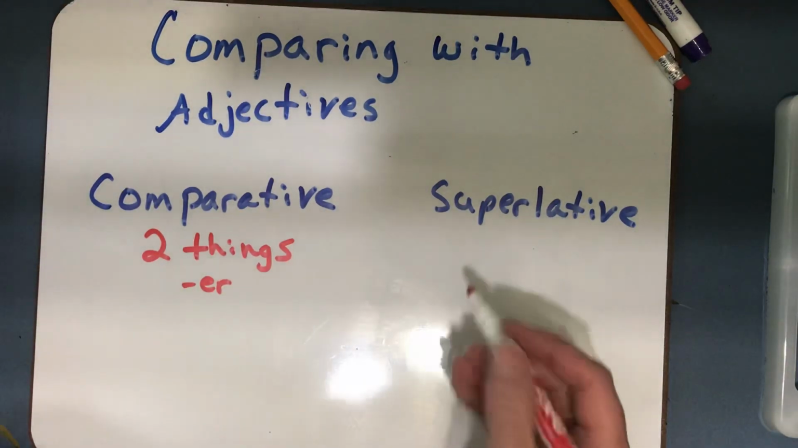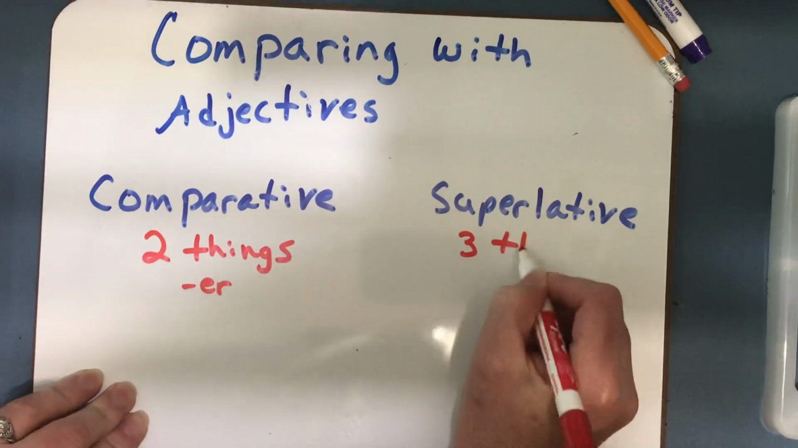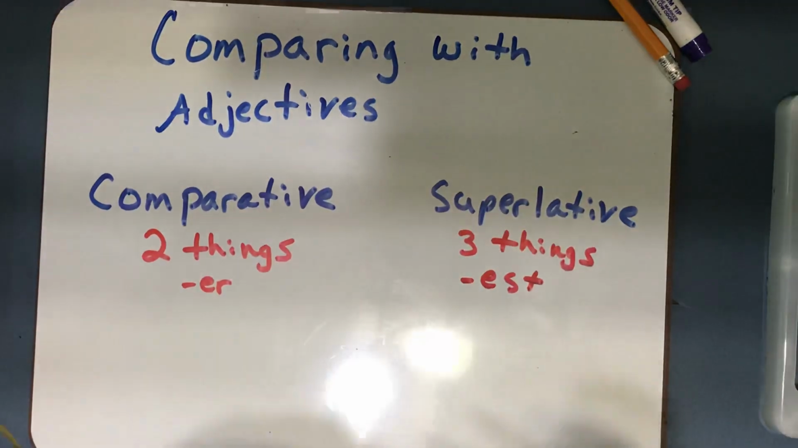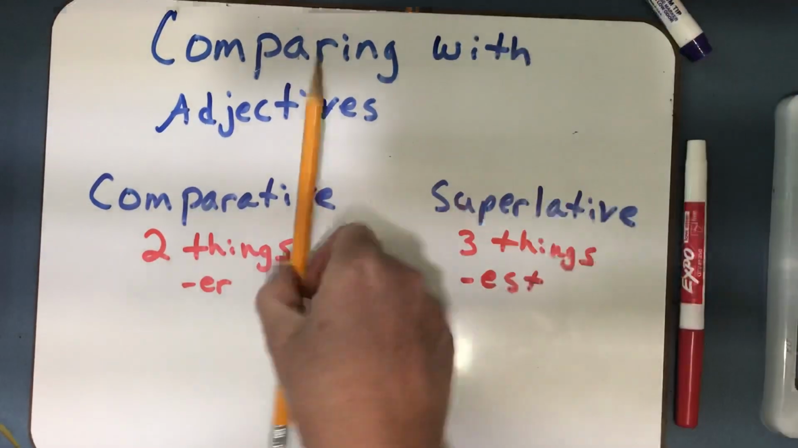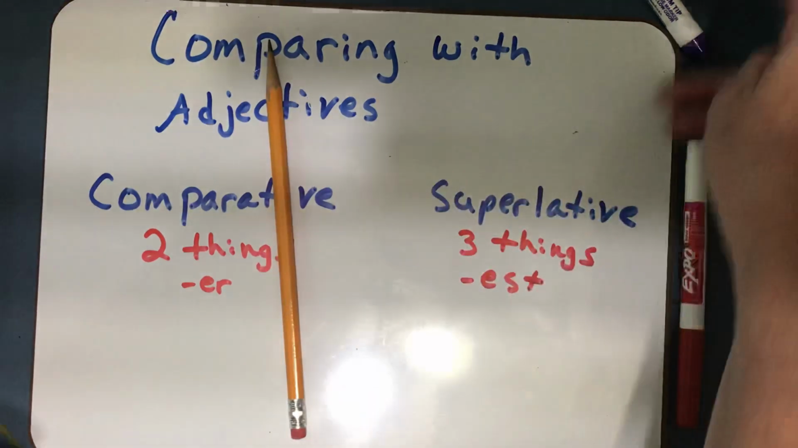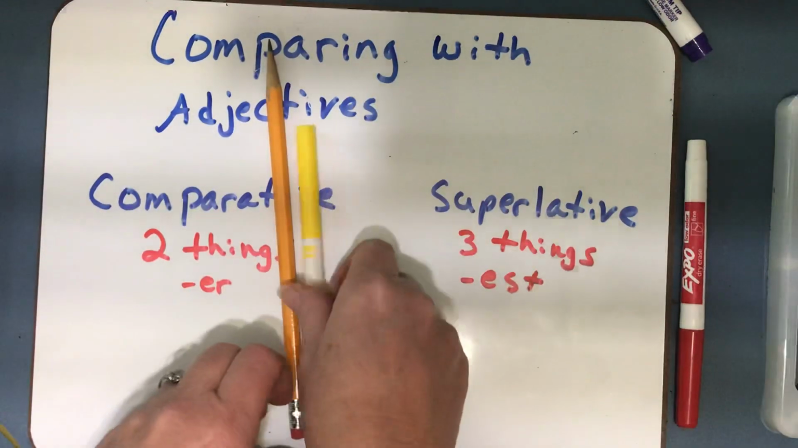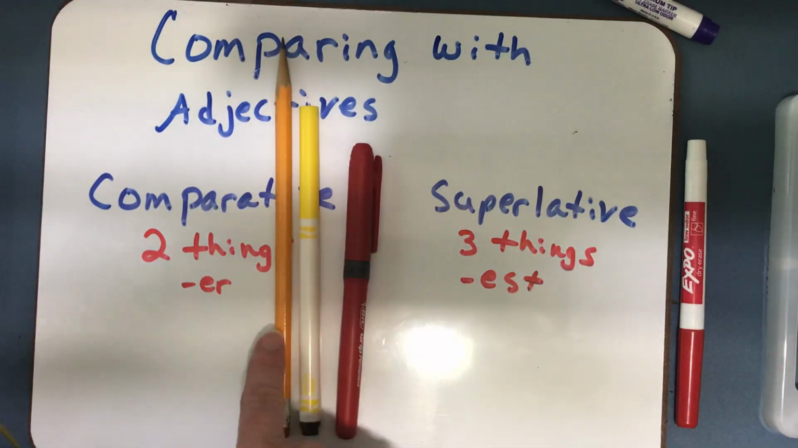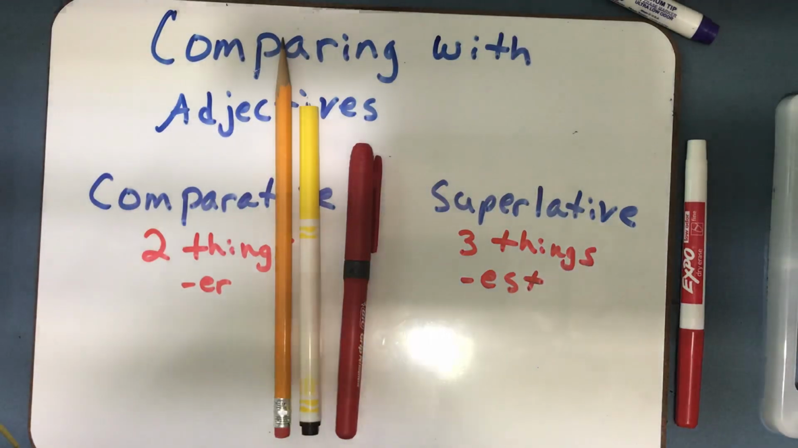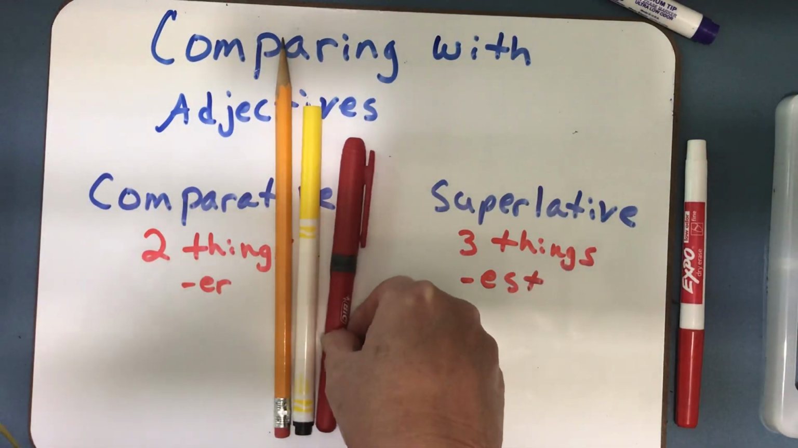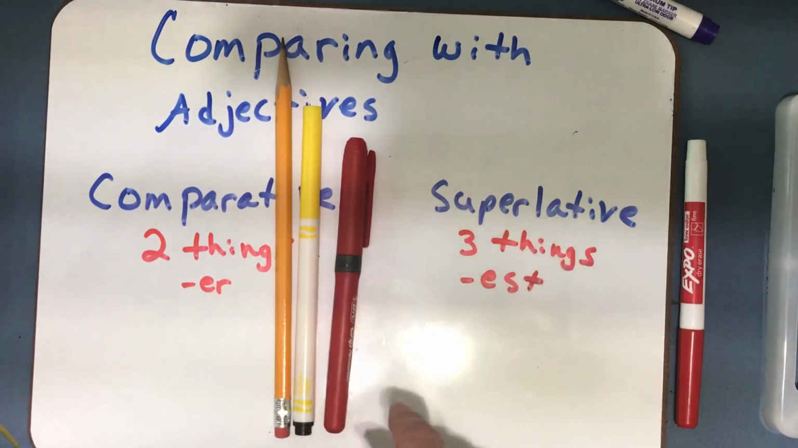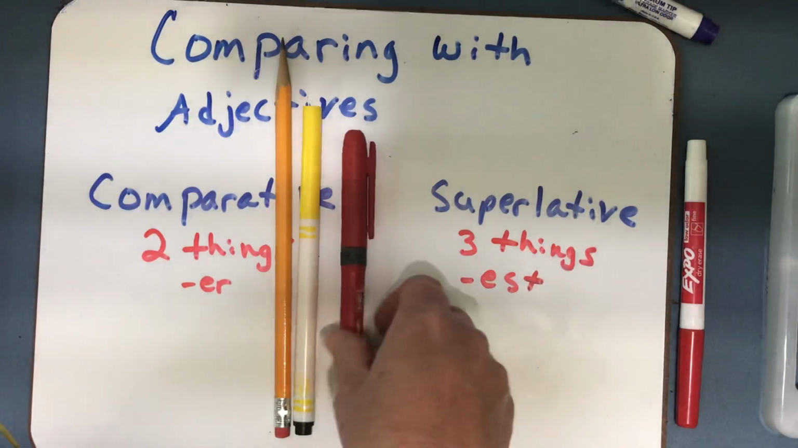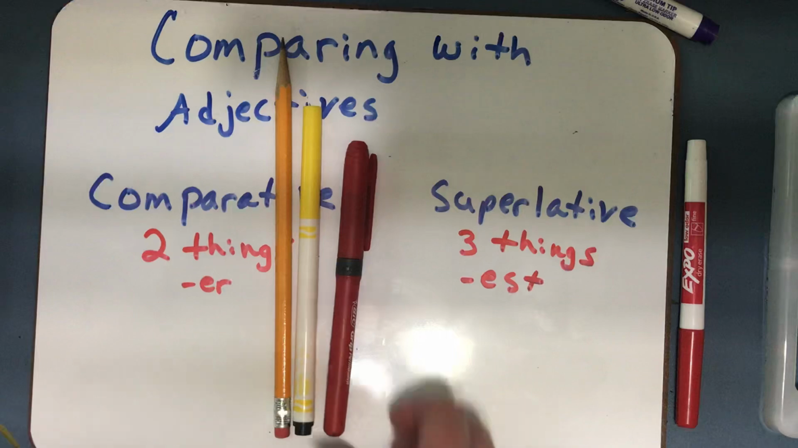But the superlative form means I compare three things. Three things, and I use EST. So if I go back to my pencil here, I have my pencil, and I have this marker, and I have the red marker. I can say that the pencil is the longest of these three writing instruments, or that the red marker is the shortest, because I'm comparing three. If it's just two, I say the pencil is longer than the yellow marker. But if I have three, I say the pencil is the longest.